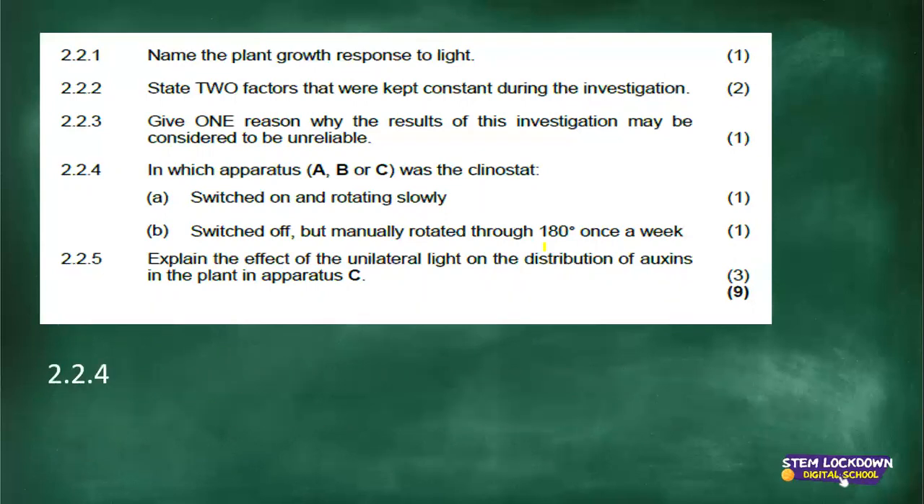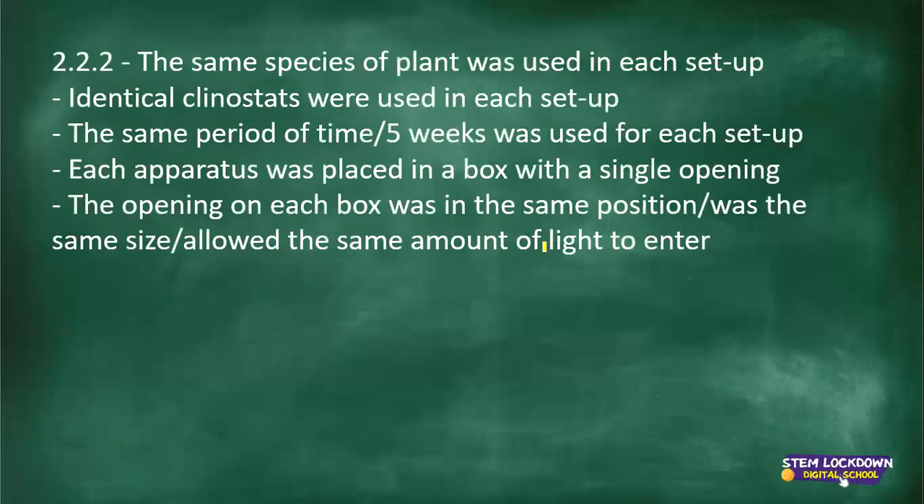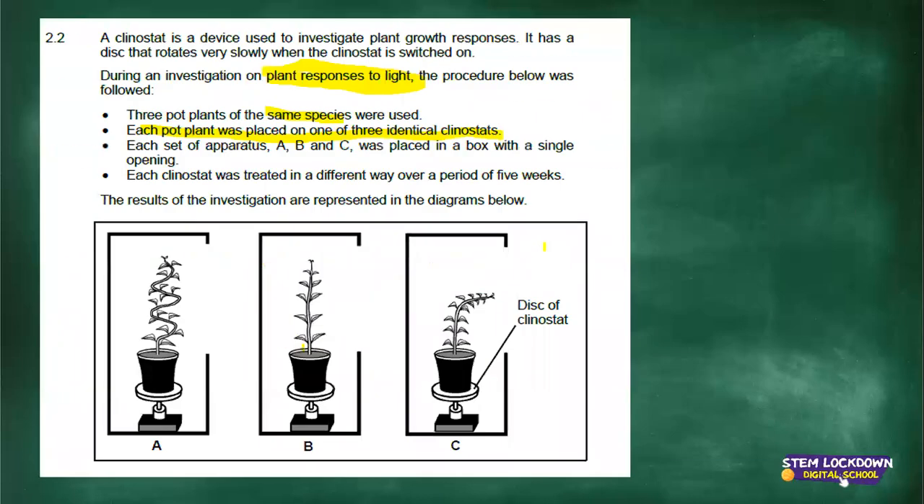It is plant A. Sorry, let's go back to plant A. There. It was switched off, but manually rotated through 180 degrees once a week. You see that at one point it was up here, then it changed direction, then it was moving towards the light. Then again it was switched off, then it moved away. And then again, you see the spiral shape of how it happened.